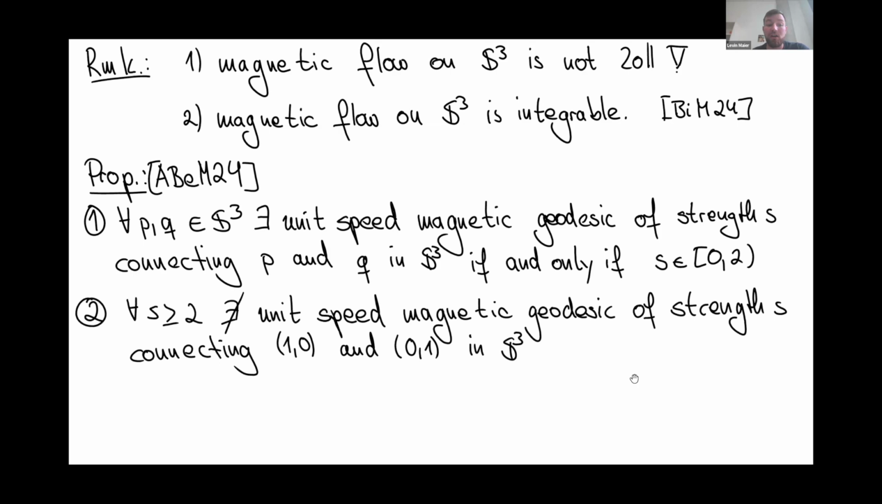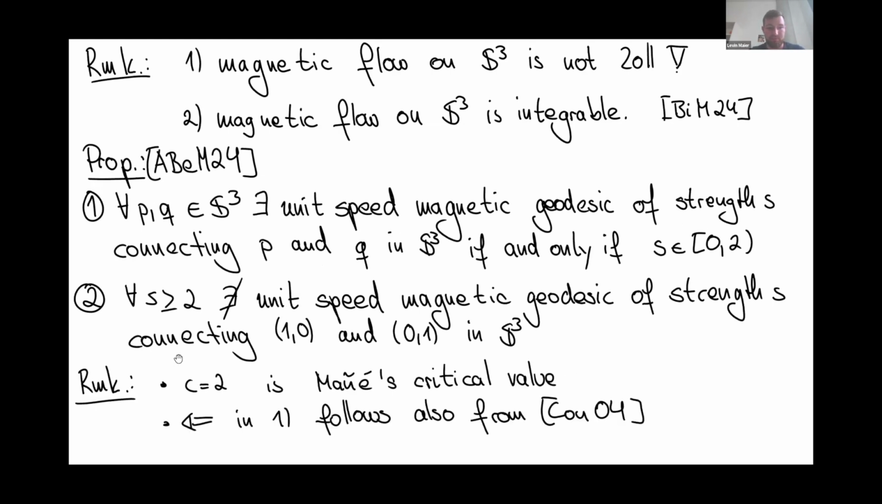The second part: for all S bigger or equal to 2, there exists no unit speed magnetic geodesic of strength S connecting (1, 0) and (0, 1), so the yellow and the purple orbit on S3, with a unit speed magnetic geodesic. Then note S equal to 2 is exactly Mañé's critical value, so we computed it in that setting, and you see the dynamics change drastically at Mañé's critical value.